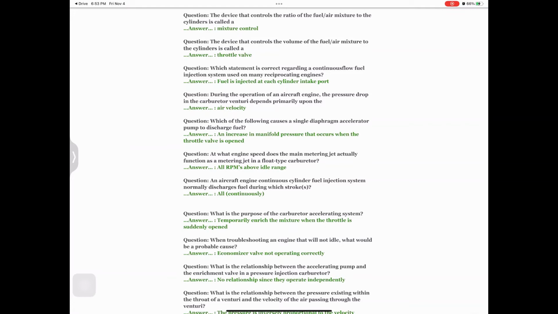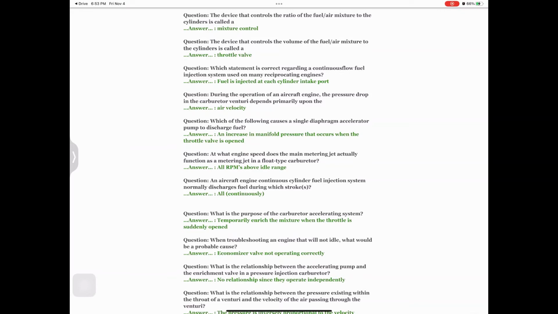Question: during the operation of an aircraft engine, the pressure drop in the carburetor venturi depends primarily upon the, answer, air velocity. Question: which of the following causes a single diaphragm accelerator pump to discharge fuel? Answer: an increase in manifold pressure that occurs when the throttle valve is opened. Question: at what engine speed does the main metering jet actually function as a metering jet in a float-type carburetor? Answer: all RPMs above idle range.